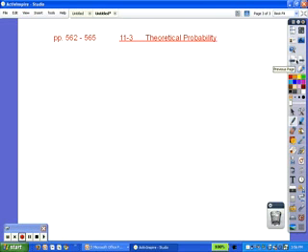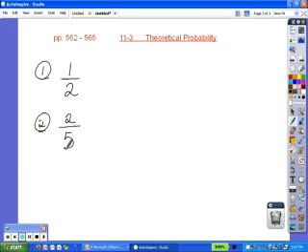Lesson 3 is on theoretical probability, which is what should theoretically happen. It is not what has happened, as experimental probability is based. For example, in number 1, they want to know what is the probability that a fair coin will land tails up. Well, there's 1 tails out of the 2 possible outcomes on a coin, so that would be 1 out of 2. For number 2, what is the probability of randomly choosing a vowel from the letters A, B, C, D, and E? Well, there are 2 vowels out of the 5 letters listed, so that would be a 2 out of 5 probability.